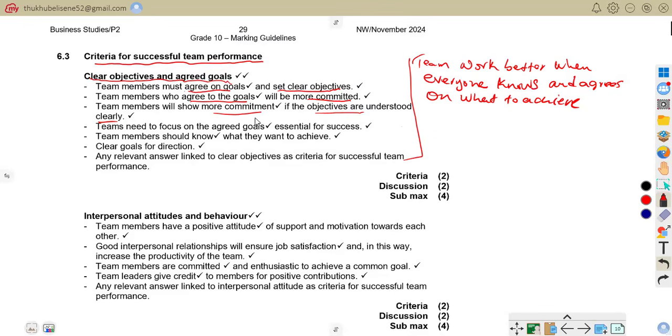So if the objectives are clear to the team members, that will let them be committed and work very hard. Teams need to focus on the agreed goals. So as a team, make sure that your focus is on what you agreed, essential for success. Team members should know what they want to achieve, clear goals for direction. So that is when you're talking about what? Clear objectives and agreed goals.